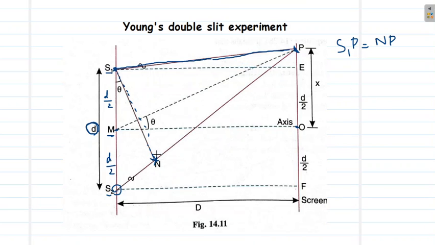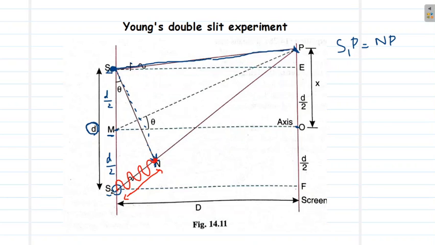From the point N onwards, if you measure up to P, that length will be equal to the length from S1 up to P. So for a ray starting from the source S2, the length travelled by it from N up to P is the same as the length travelled by a light wave starting from S1. So what is the extra distance that is travelled by the second ray coming from S2? This distance S2N is the additional length that is travelled by the second ray.